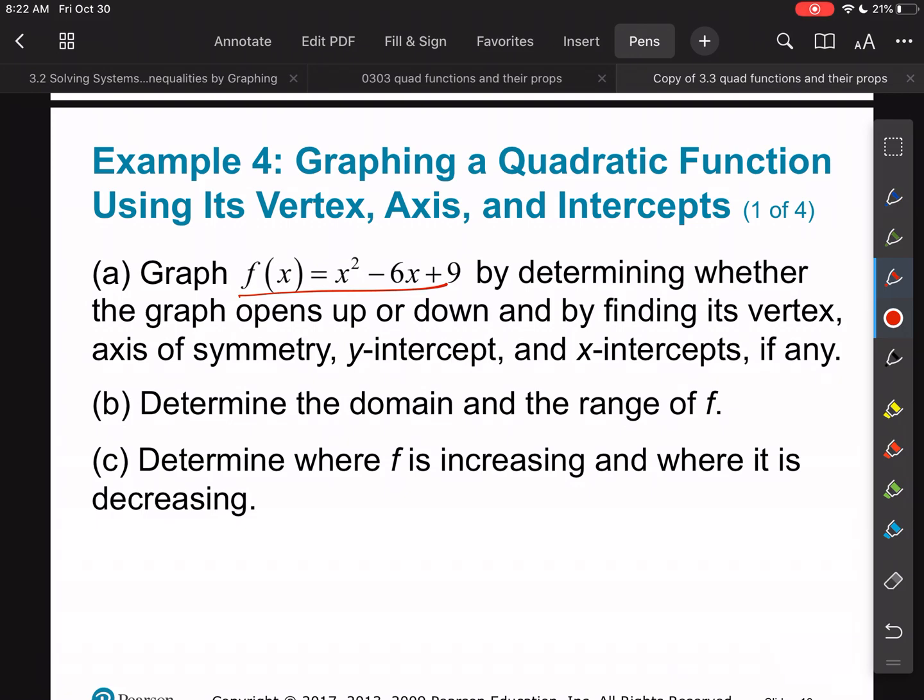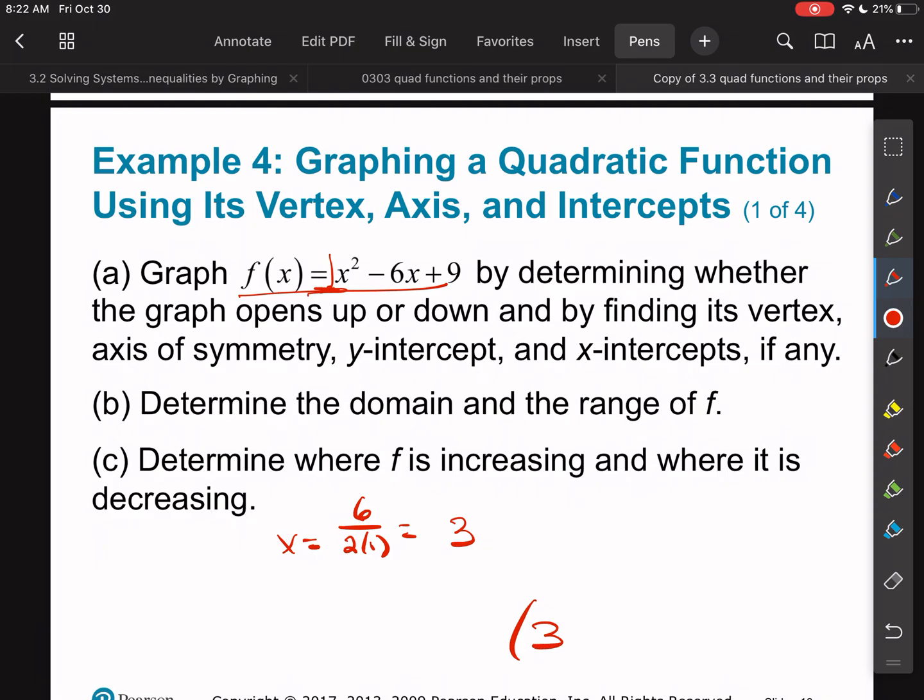So let's find the vertex. x is equal to -b over 2a. -b is actually +6 here, because b is -6, over 2 times 1, because there's nothing in front of the x squared, so we assume that it is a 1. In this case we are left with 6 divided by 2, which is 3. So I know my vertex happens at x = 3.